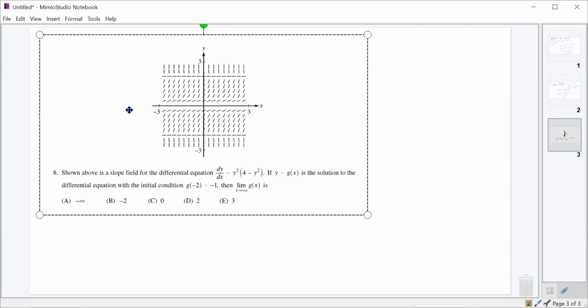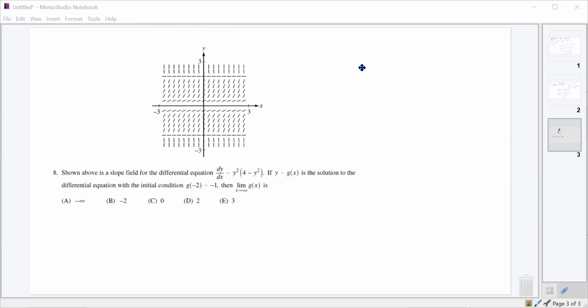All right, number 8. We are looking for which of these values is the limit as x approaches infinity of g of x. We have an initial condition that g of negative 2 is negative 1. So we'll go to that point. Negative 2 is about here, and negative 1 is about here. So we're looking at the solution curve that goes through this point, and we're looking at it as it goes towards infinity.